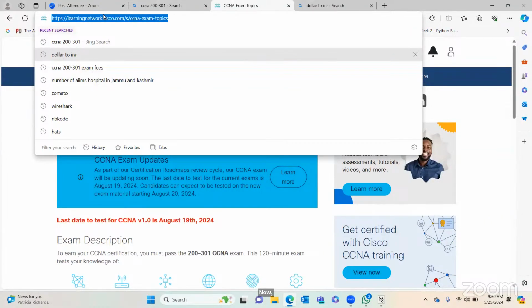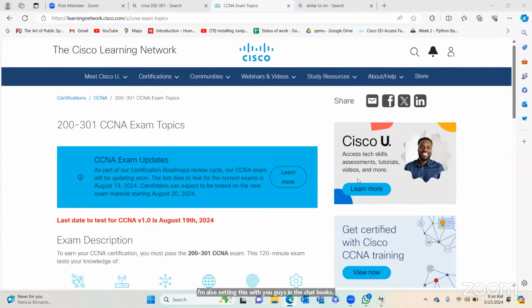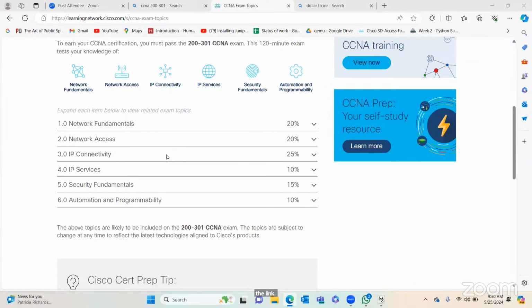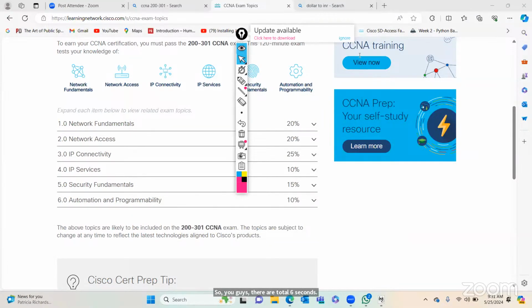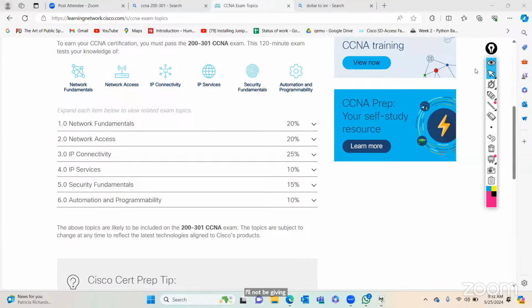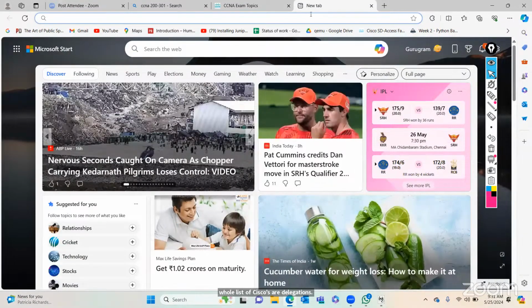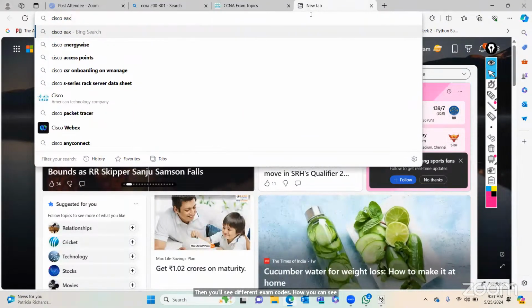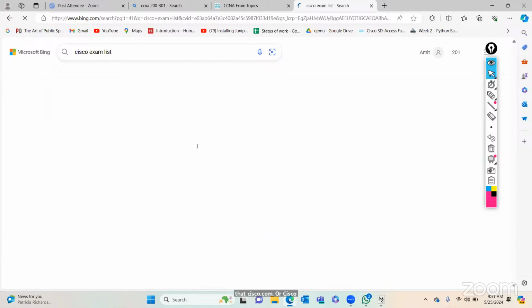I'm also sharing the link with you guys in the chat box. So see guys, there are a total of 6 sections here. I'll not be giving the detailed view of this right now. But you can see that we have a total of 6 sections in our CCNA 200-301. This is the exam code. If you see the whole list of Cisco certifications, you'll see different exam codes. How can you see that? Cisco.com, or Cisco exam list.